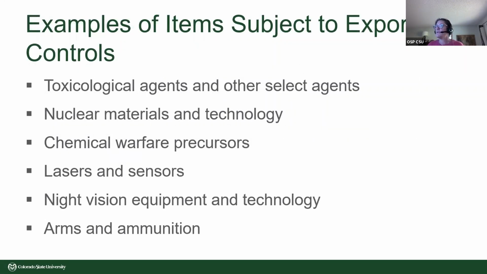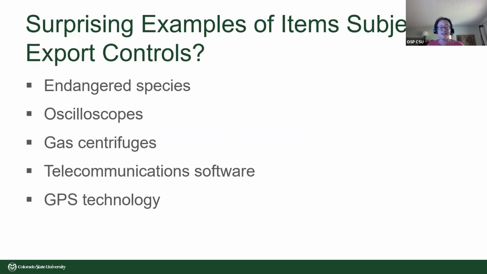Okay, so examples of items that are subject to export controls. Again, not going to read them to you, but when you read this export control list, I at least found it really interesting, some of the items that are on this list, such as endangered species and oscilloscope. Like, I didn't even know they still had oscilloscopes. That's something I used as a graduate student, but it's the technology in that oscilloscope that they're concerned with, about not taking that technology to another country.